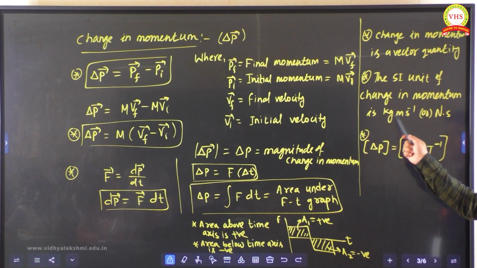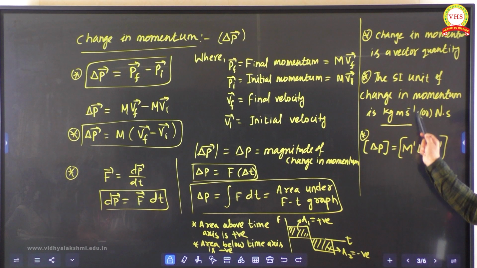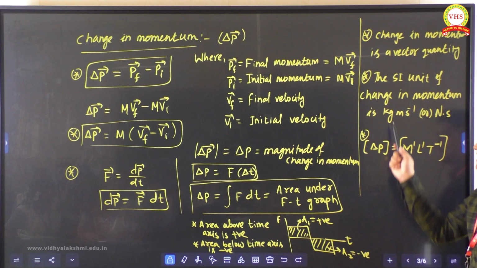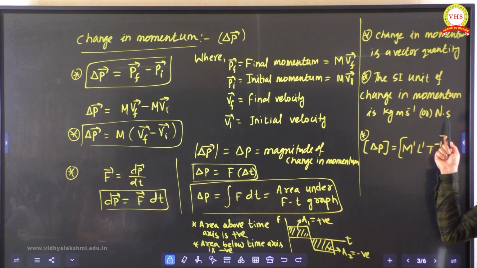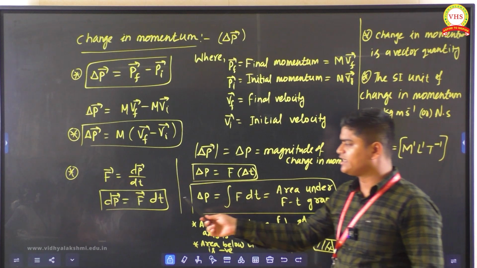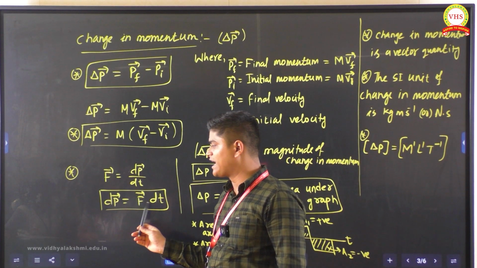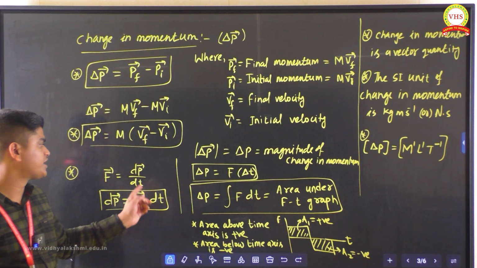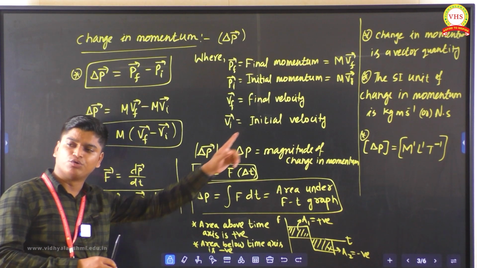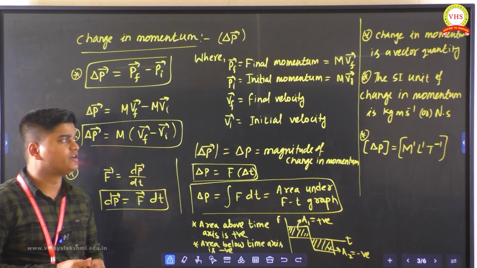So mass into velocity, that's why this unit is coming kg meter second inverse. Remember, mass in kg, velocity meter into second inverse. Newton second, why is it coming? Because here change in momentum is force into time. Force unit is Newton, time unit is second. So change in momentum is also Newton into second. So both the units you can write.